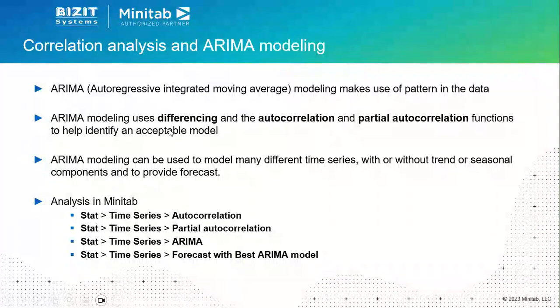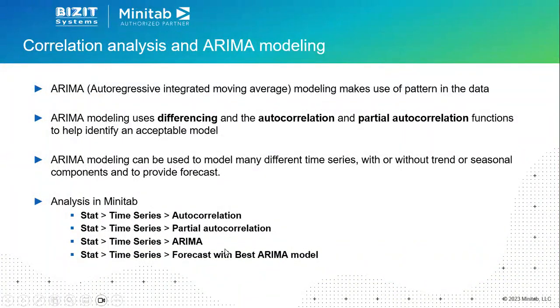Actually, ARIMA uses the differences, then the autocorrelation and the partial autocorrelation function to help identify an acceptable model. The ARIMA model can be used to model many different time series, with or without trend or seasonal component, and to provide forecasts. In Minitab, we have the autocorrelation, the partial autocorrelation, and then the ARIMA. And of course, I just show the forecast with the best ARIMA.